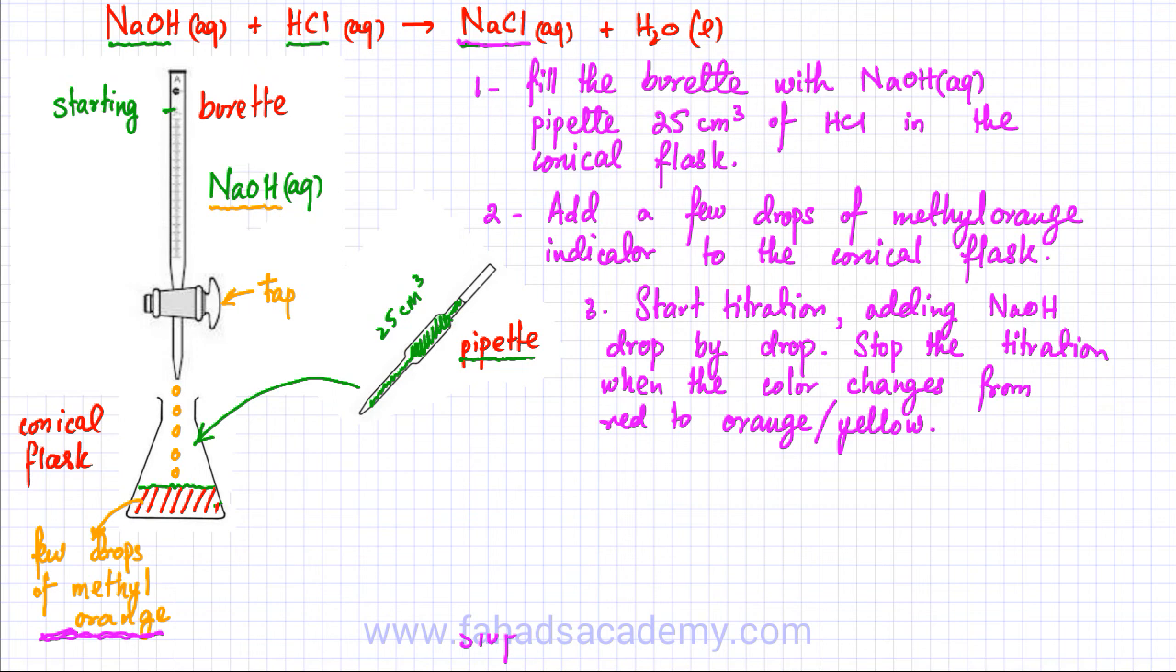Once that happens, the fourth point would be that you note down the volumes that you've used. Initially you didn't know what volumes to use. But once you have performed the titration, you would know that a certain amount of NaOH is going to react with a certain amount of HCl. So you note down the volume of HCl and NaOH used.